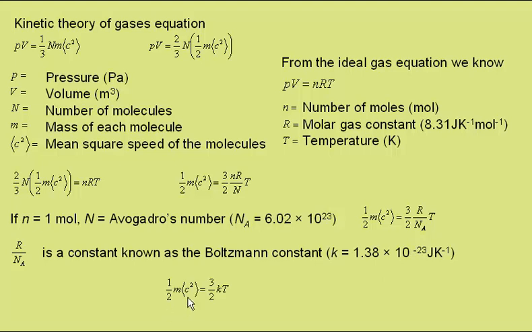Half m times the mean square speed, the kinetic energy of the molecules, is equal to 3 over 2 times the Boltzmann constant times the absolute temperature, the temperature that must be in kelvin.